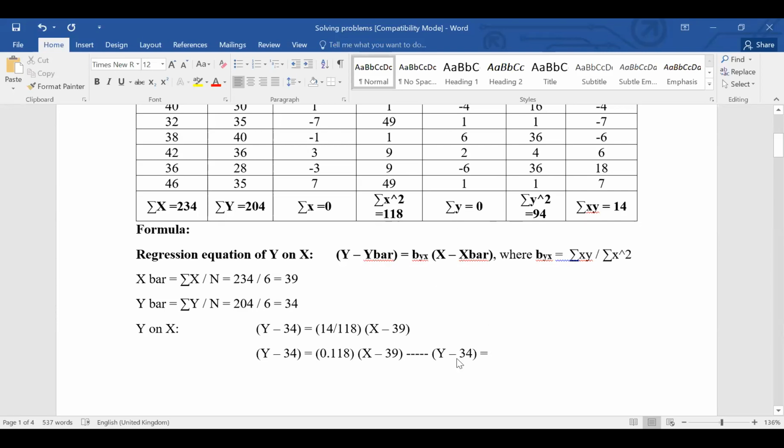Now you have to multiply this 0.118 inside the bracket. So 0.118 x minus, what is the value of 0.118 into 39? 0.118 into 39. Yeah, give me the answer, please. 4.6272 you will get. Right? And solve this. 4.6272. Please check.